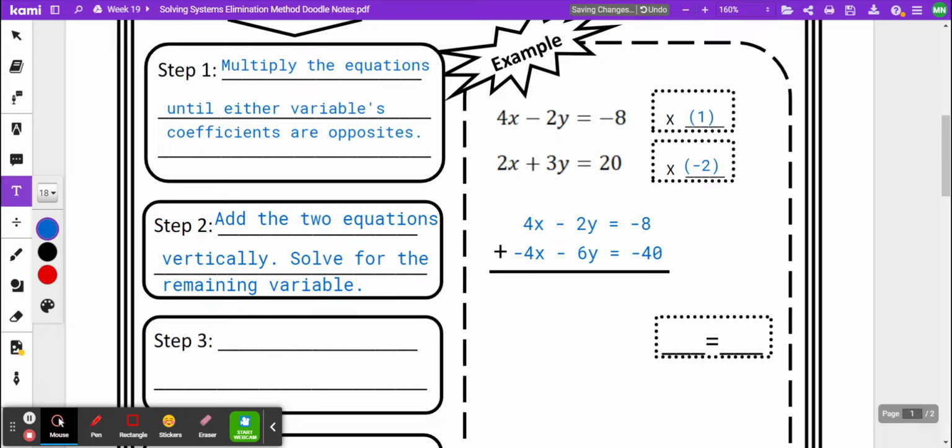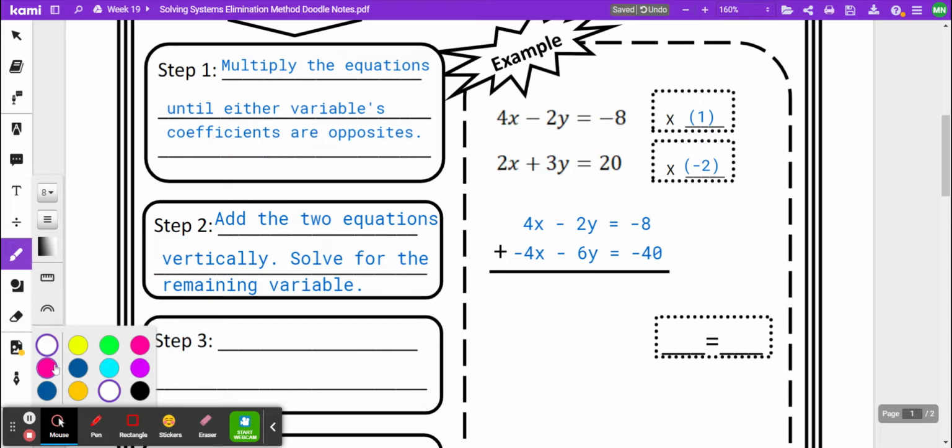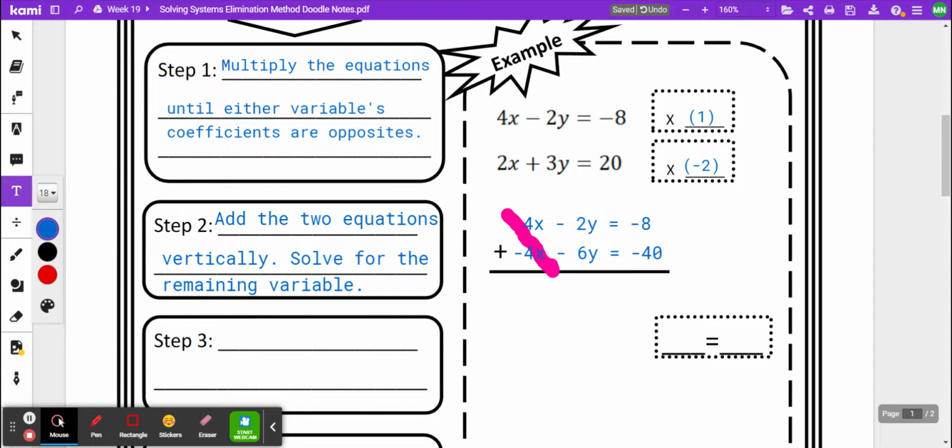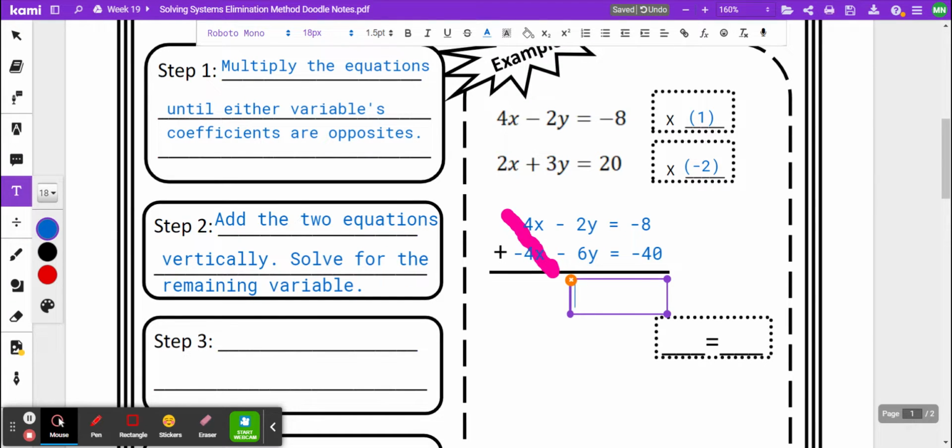So this is called the elimination method because when we add these, negative 4x plus 4x, that's going to cancel out. It's gone. So now we're just going to add what's left over. So we have negative 2y plus negative 6y. That's going to give us negative 8y equals negative 48, from the negative 8 plus negative 40.